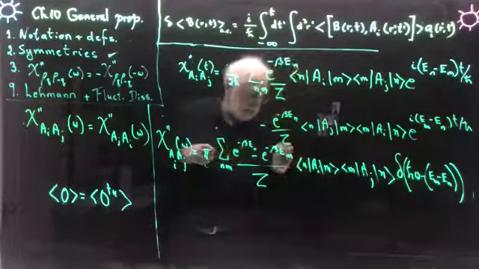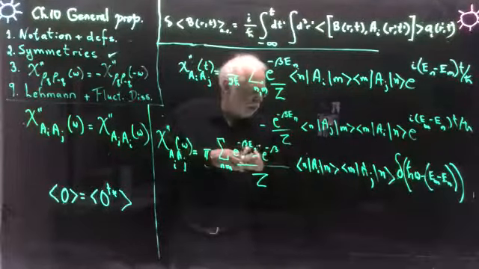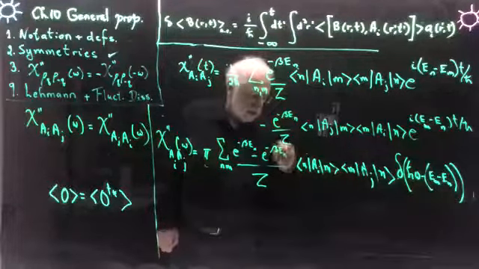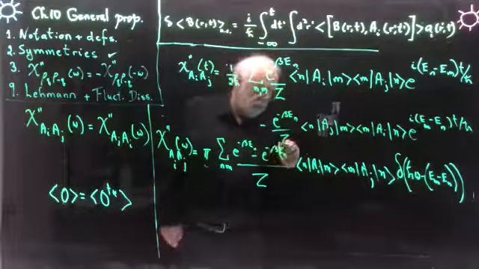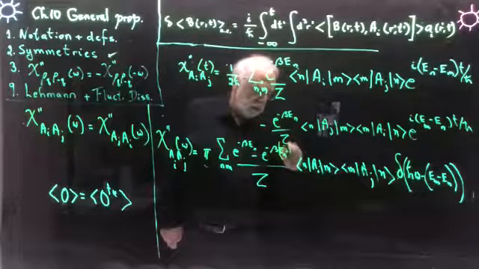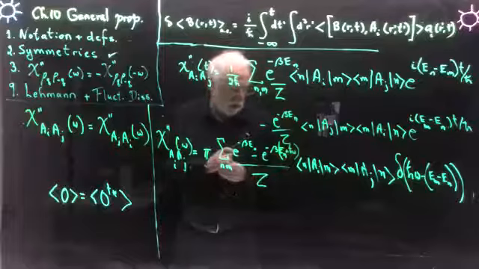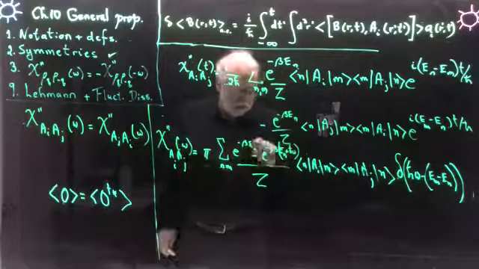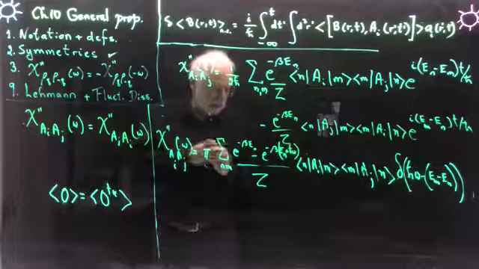So I can rewrite this. Now I'm proving the fluctuation dissipation theorem. So this is E_n plus h bar omega. So you see that now I can factor E_n, e to the minus beta E_n.